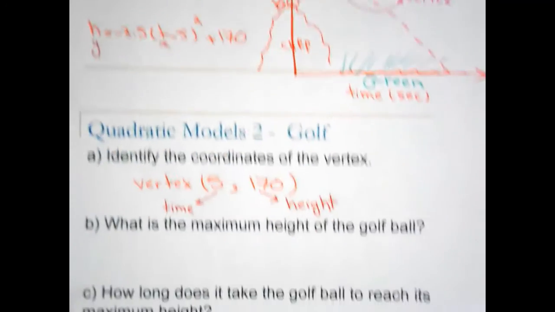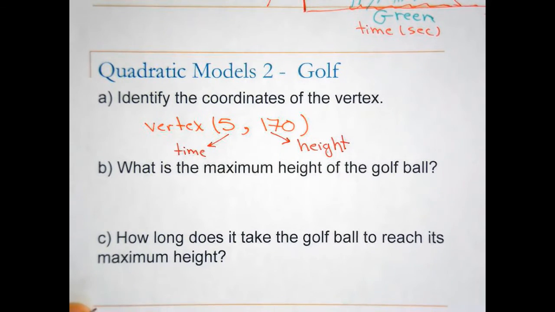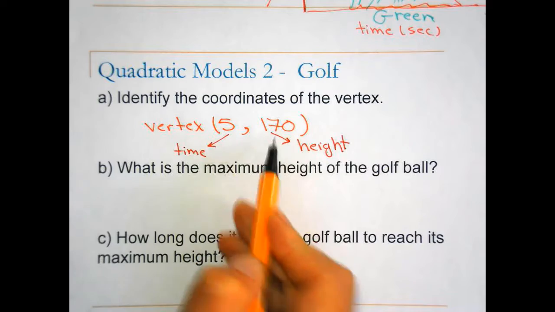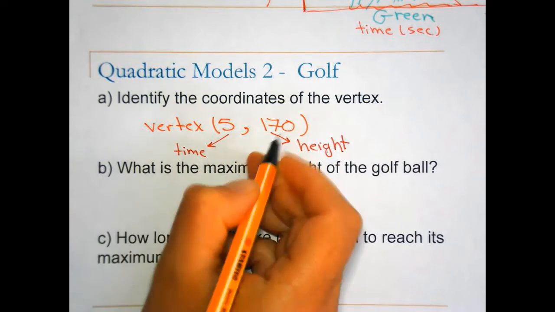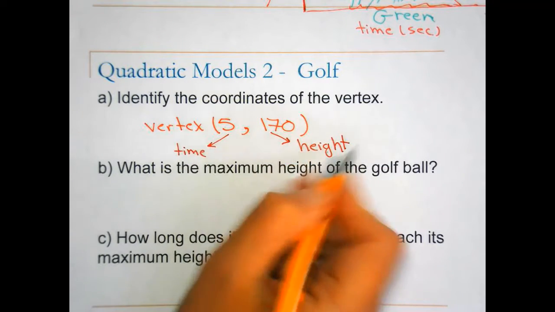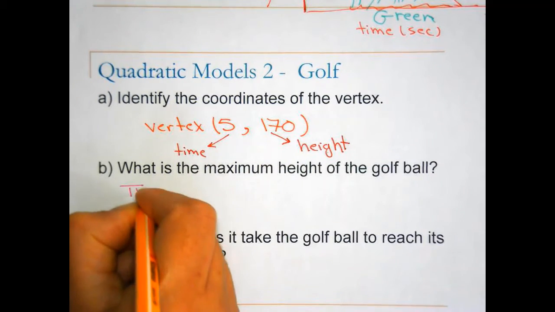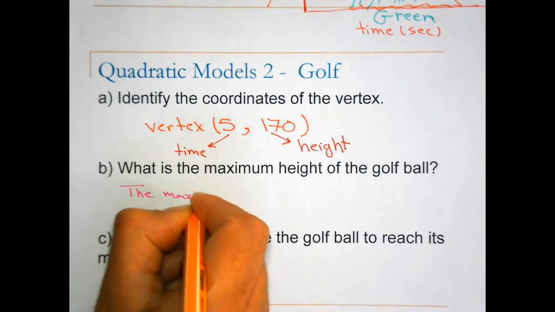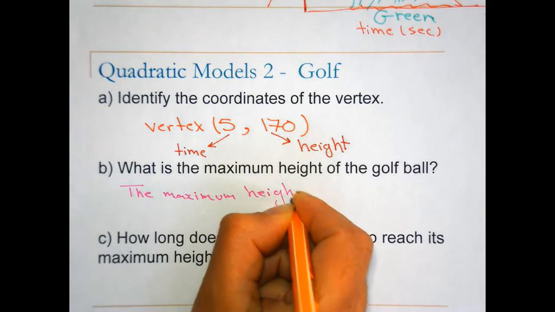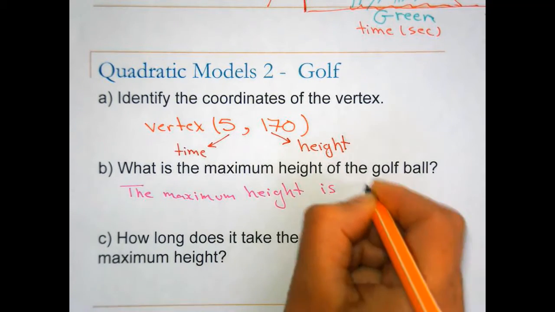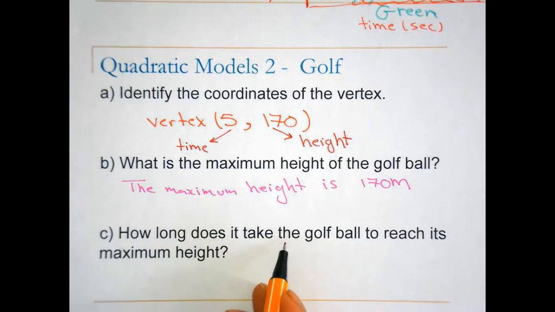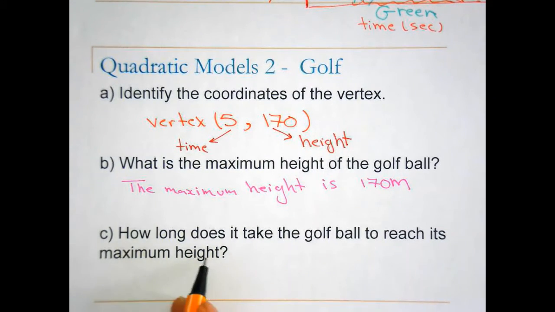Now the question here is, what is the maximum height of the golf ball? So this coordinate represents the height, and the y coordinate of the vertex represents the maximum. So the maximum height is 170 meters. How long does it take the golf ball to reach its maximum height?